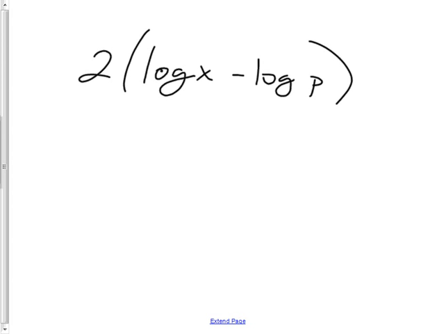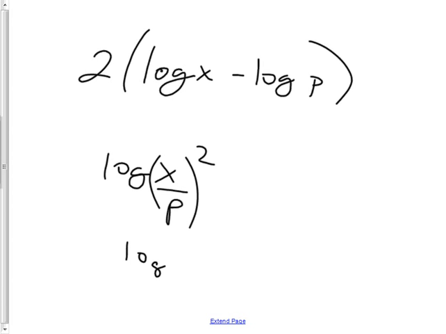Get some virtual paper up there. What do you think it is? You are correct. The little squared goes on both of them. If you wanted to say log of x squared over b squared, that would also be good. All right, any questions about that one?